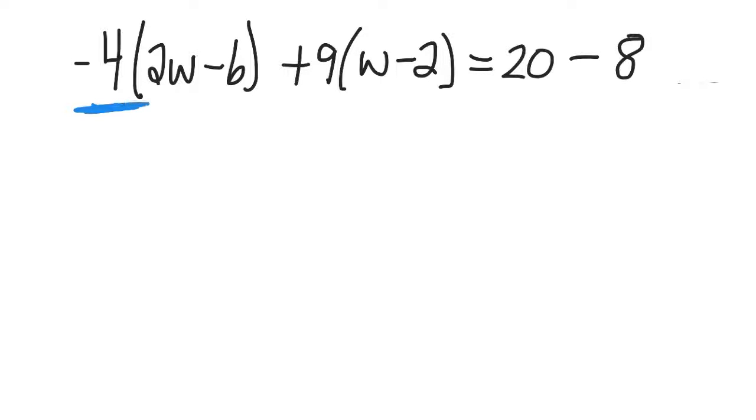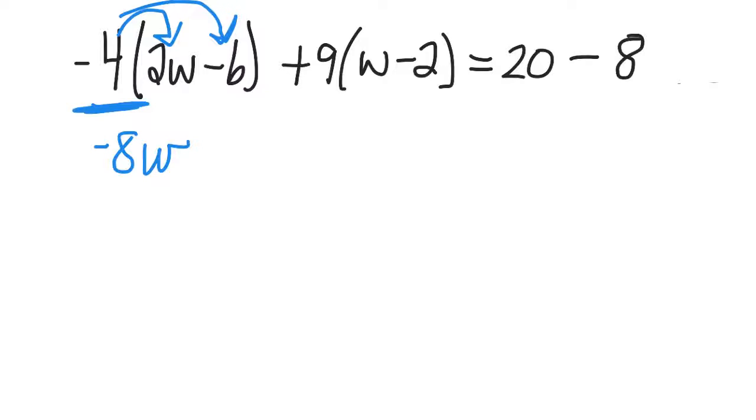negative 4 in fact, and I'm going to multiply negative 4 by everything in parentheses. So negative 4 is just outside of this first set of parentheses, so I'm going to only multiply negative 4 by both things in parentheses. So when I do that, I'm going to get negative 4 times 2, that is negative 8w, and negative 4 times a negative 6.